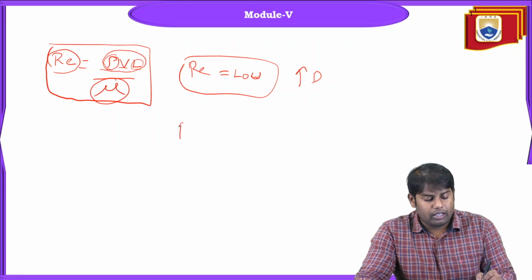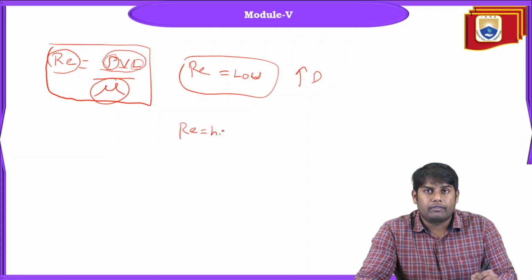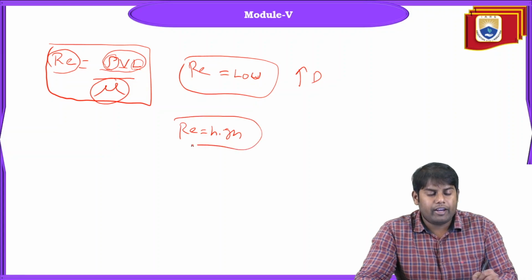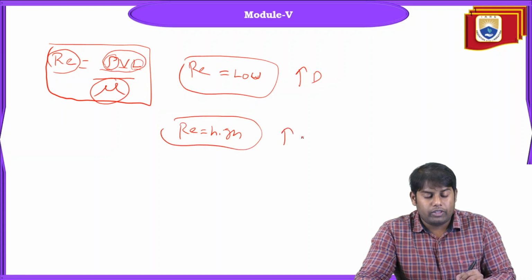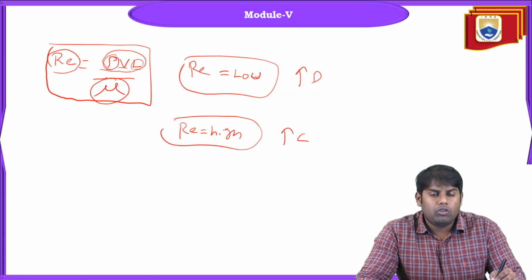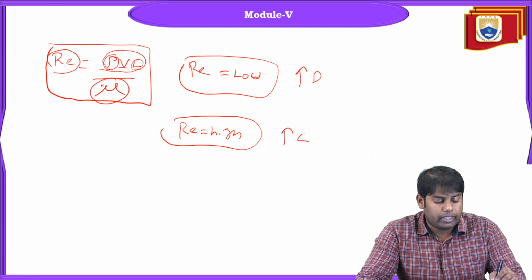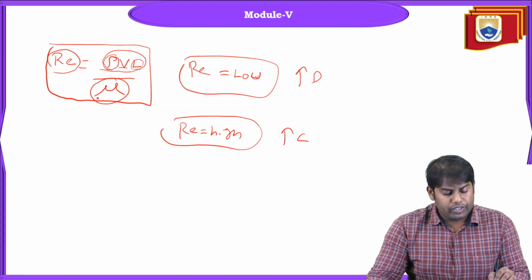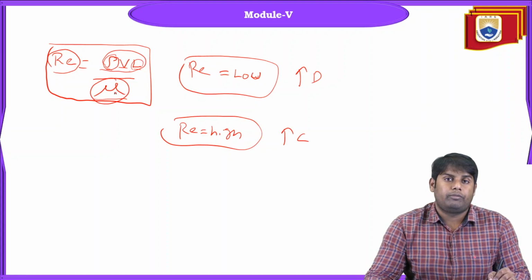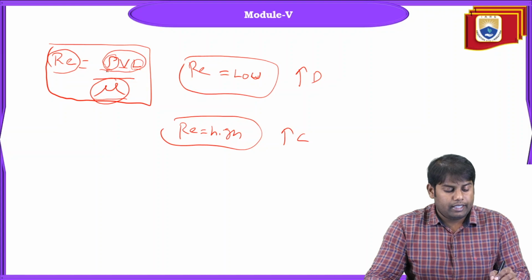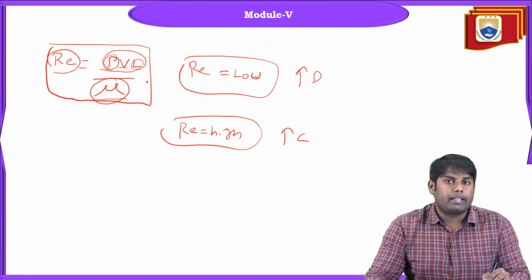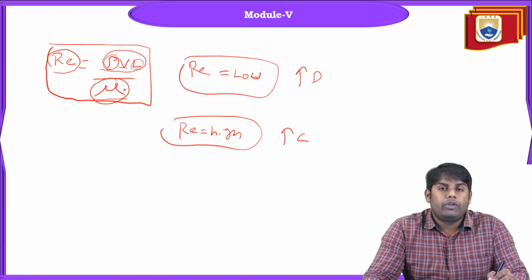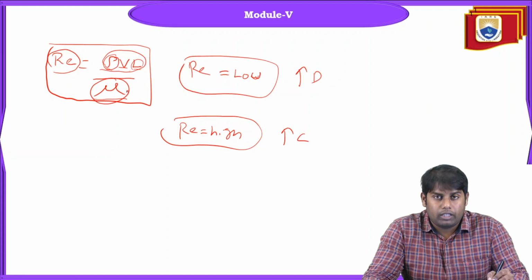Now when Re is high, for a high Reynolds number, what happens? The convection term will be high. High Reynolds number means the viscous force is low, that is, the mu term is low, and the rho v l term is high. So the numerator will be high and the denominator will be low. Examples we can take: you can take an example of the water tank.